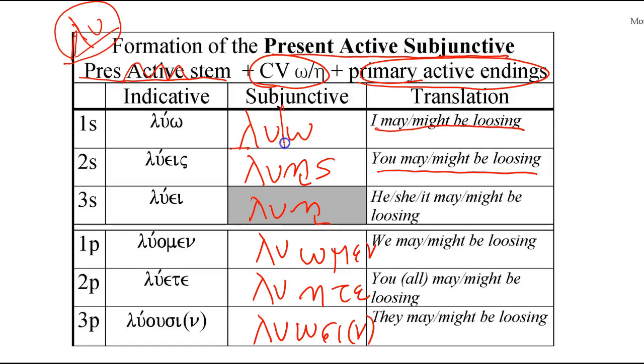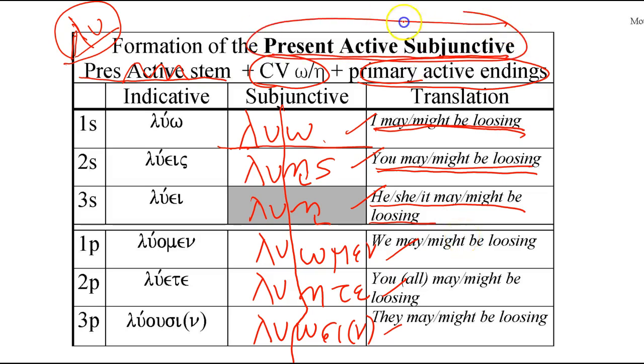The endings are o, ēs, ē, omen, ēte, ōsi or ōsin. And let's say the entire paradigm, using the word luo, together. Ready? 1, 2, 3. Luo, luēs, luē, luomen, luēte, luosi. And these are translated as I may or might be loosing, you may or might be loosing, he, she, it may or might be loosing, etc. And that's the form for the present active subjunctive.